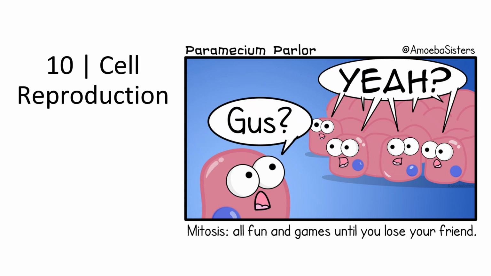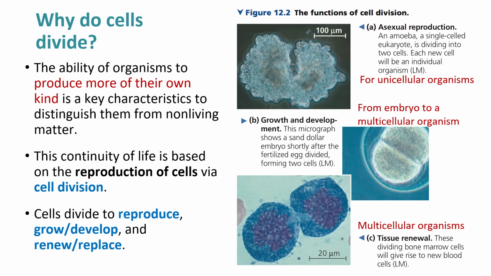In this lecture, we're going to learn about how cells make copies of themselves. One of the most important key characteristics that distinguish living organisms from non-living matter is the ability to reproduce, or to make something of your own kind, right? Since cells are the basic unit of life, the continuity of life is based on the reproduction of cells, aka cell division. This is how cells reproduce.